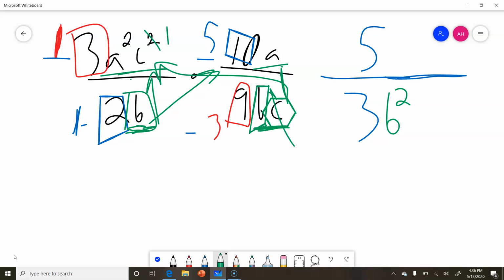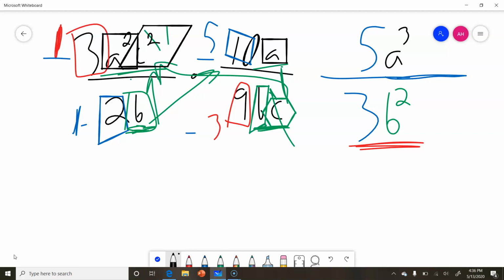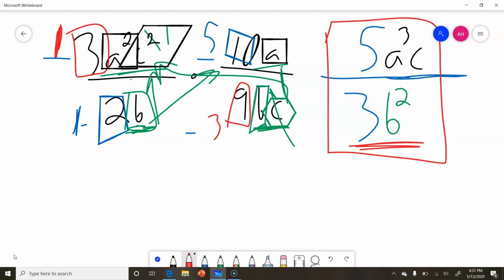Okay, so this is the bottom now, here in red, 3b squared. And at the top, I take this a squared, and I multiply it by that a, and I get a cubed. And then I take this c to the 1, right? That's what I had left to make that. So you can see that they do that there for you on example 2, but that's what it looks like. 5a cubed c, all of that divided by 3b squared.